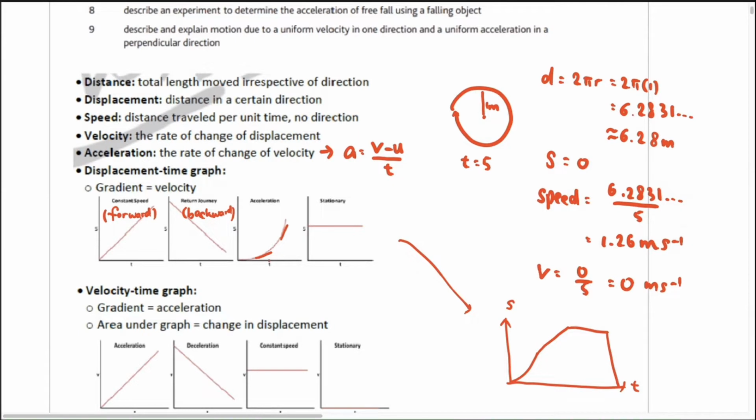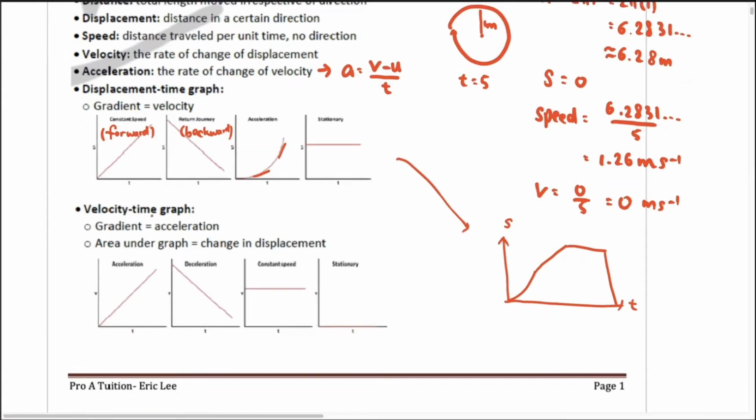Okay, now the next type of graph is the velocity-time graph. So velocity is the vertical axis, the horizontal axis is time, and the gradient is the acceleration. You see, just now the gradient was velocity, now the gradient is acceleration. So to easily remember what the gradient represents, there is actually a way.